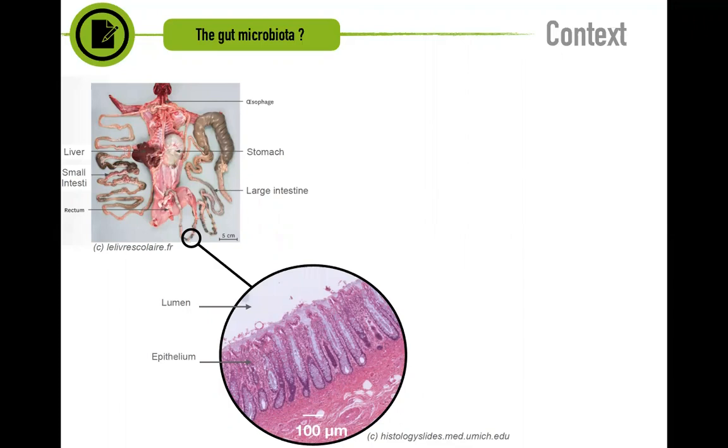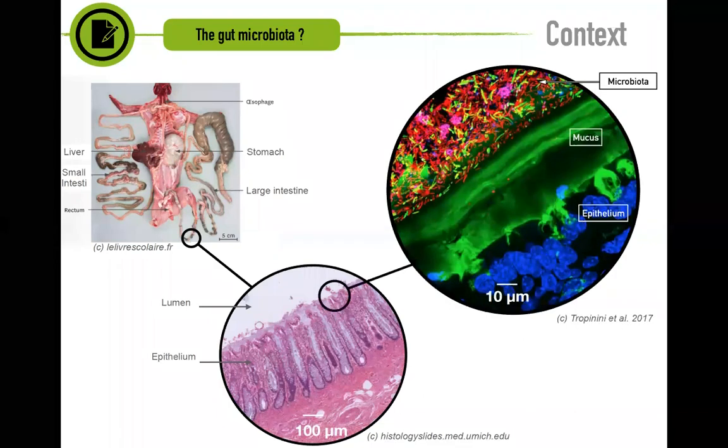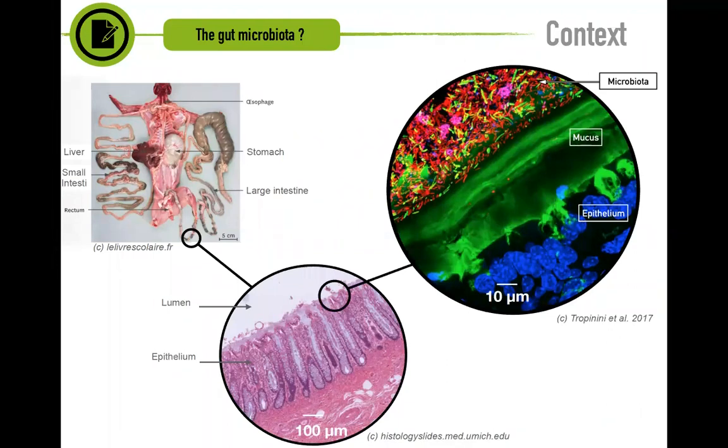If you zoom in again to that border, what you see in blue is the host cells, the epithelium, in green the mucus that coats the intestine, and here with various colors you see the microbiome. You see a lot of different cells with different colors that represent the genetic diversity of the microbes. So the epithelium is coated with a microbial ecosystem that is abundant. There's a lot of microbes in your gut.